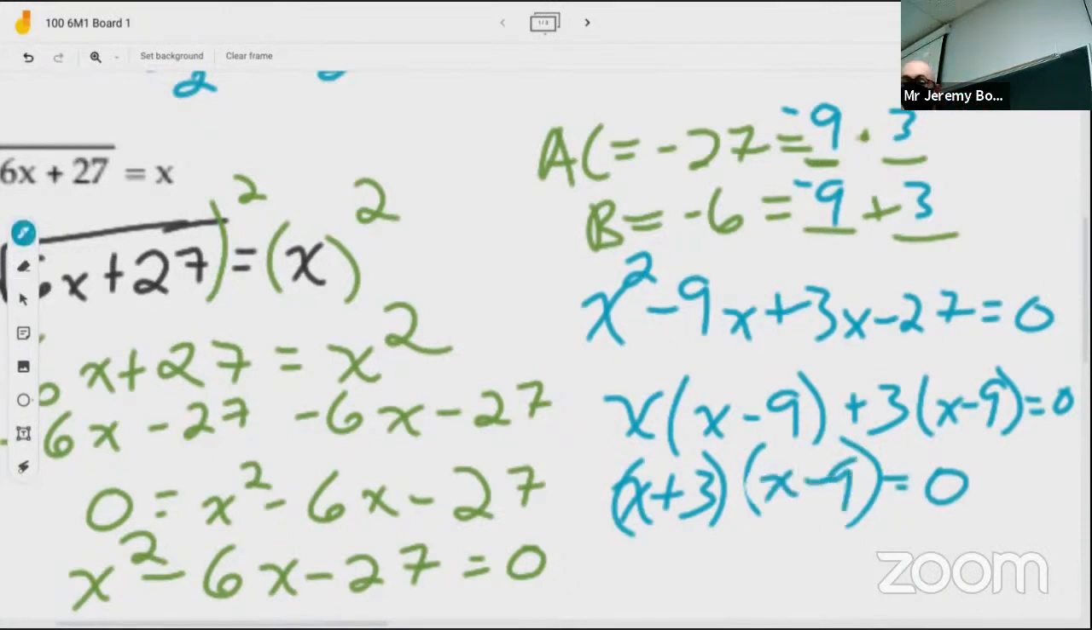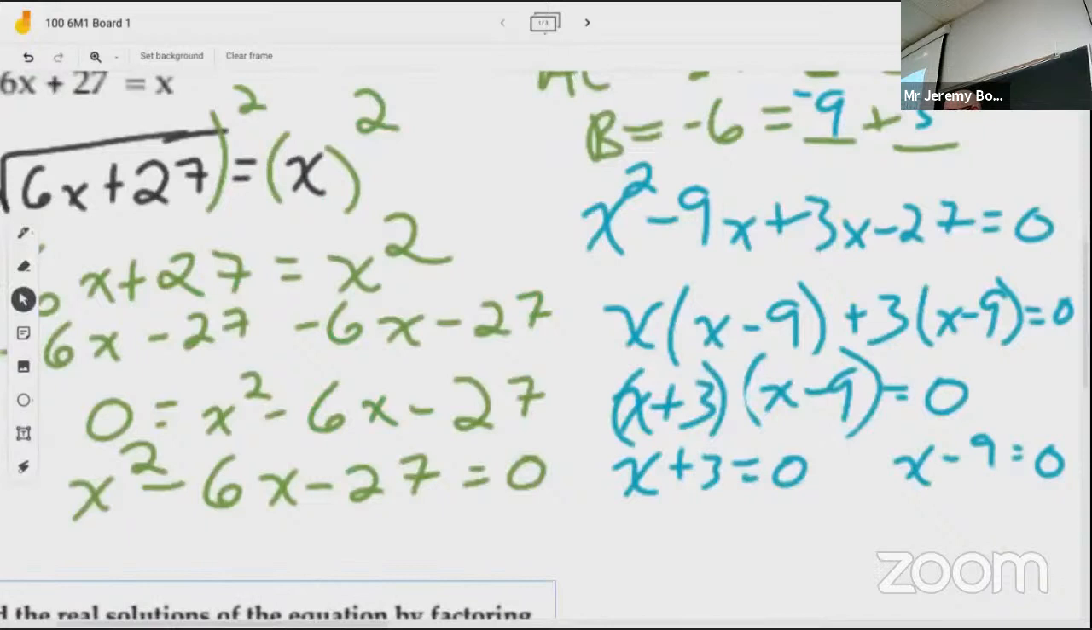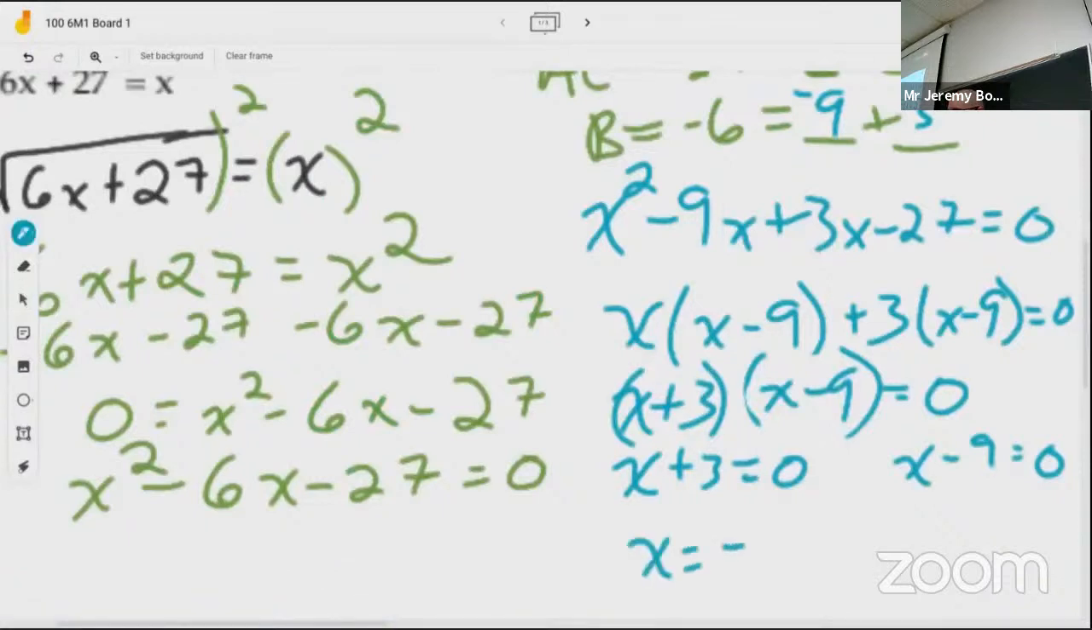And like I told you before, if the a term is 1, whenever you figure out what these numbers are, it's just going to be x plus 3, x minus 9, whatever the numbers are there. That's only if the a term is 1. But it can speed it up a little bit. And so from there, either of those could equal 0. And so we end up with x equals negative 3, x equals 9. Questions up to there?